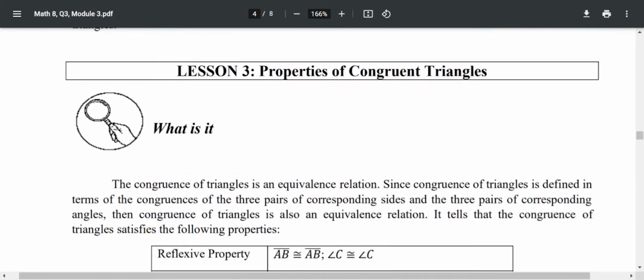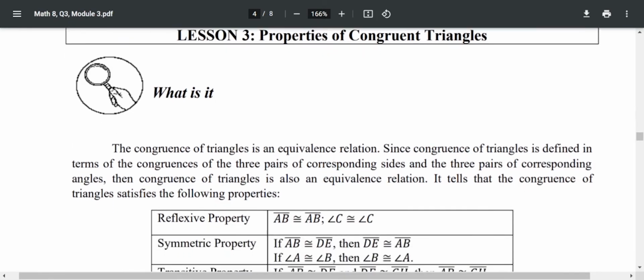The congruence of triangles is an equivalence relation. Since congruence of triangles is defined in terms of the congruences of the three pairs of corresponding sides and the three pairs of corresponding angles, then congruence of triangle is also an equivalence relation. Kaya diba, dili man makongruent ang triangle kung dili pud congruent ang iyang sides o ang iyang angles o iyang vertex. So mao na gitawag og equivalence relation. It tells that the congruence of triangles satisfies the following properties.